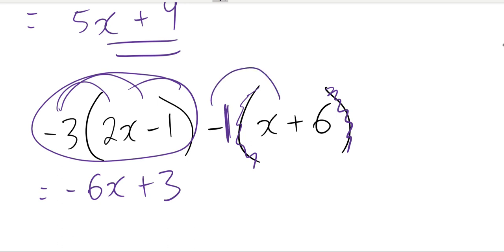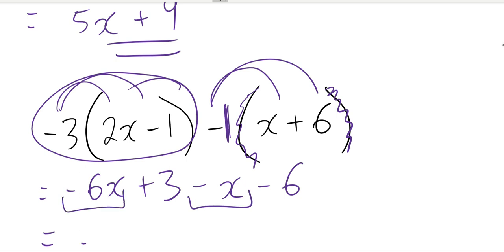Negative 1 times x gives me negative x. And these two multiply and give me negative 6. Putting my like terms together, negative 6 take x is negative 7x. And 3.